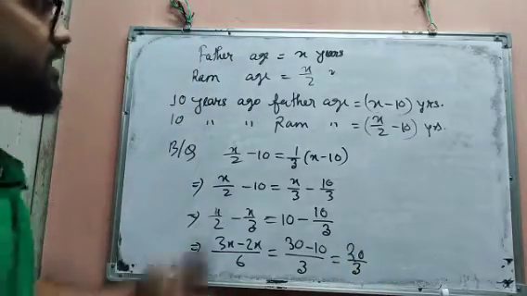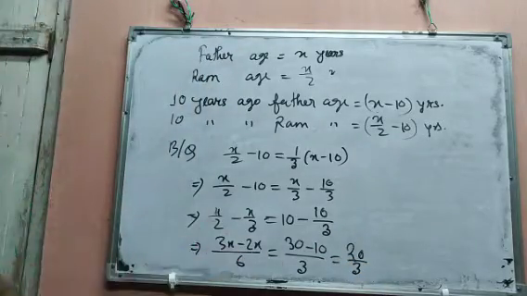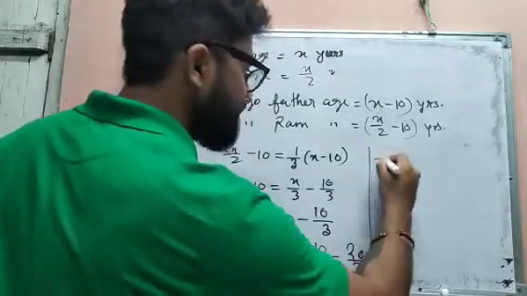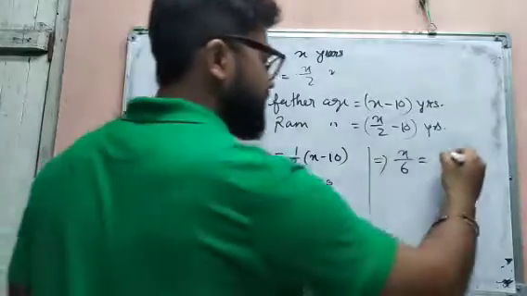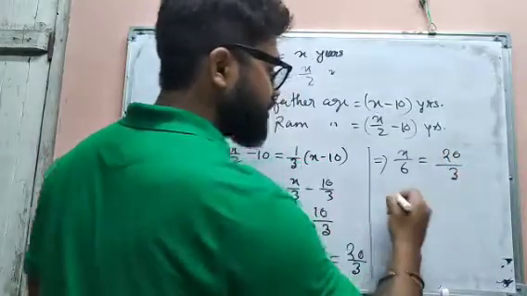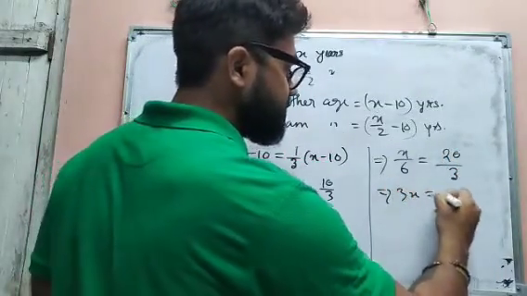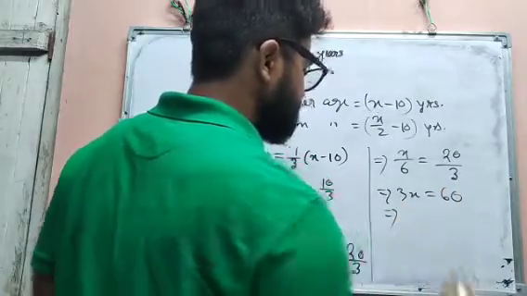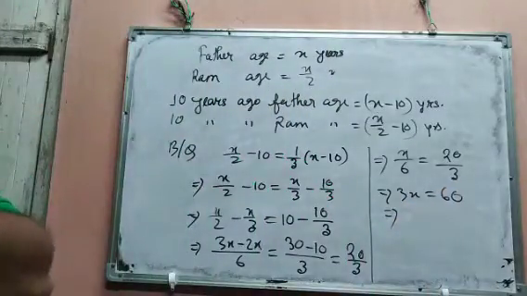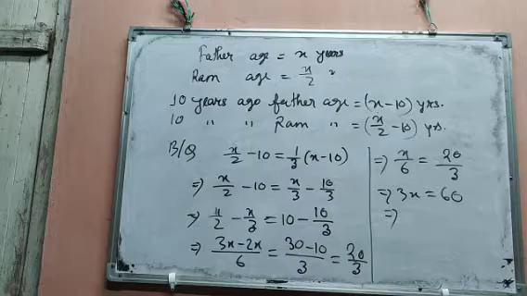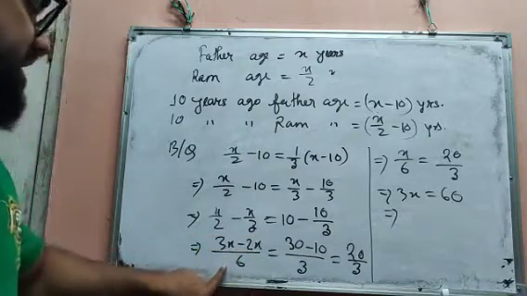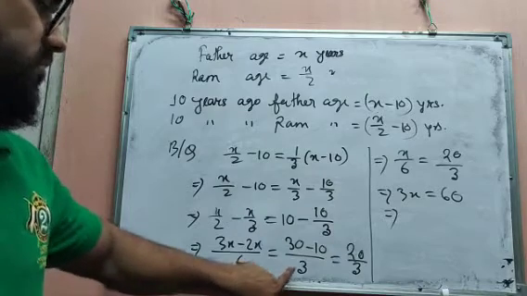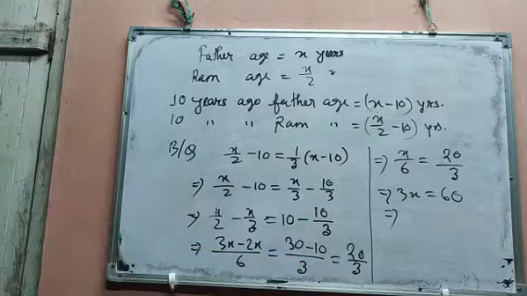Okay, now what we need to do? Simply do the calculation. You will get x by 6 equal to 20 by 3. Or do the cross multiplication: 3x equal to 120. Here is x by 6 equal to 20 by 3.